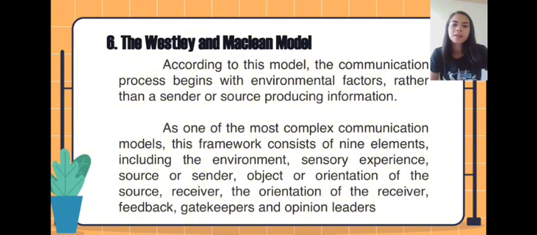The Westley and MacLean model of communication is a theoretical framework for understanding how communication works. It was proposed by Bruce Westley and Malcolm MacLean in 1957, and it can be applied to both interpersonal and mass communication contexts. The Westley and MacLean model of communication argues that how we communicate and the things we say are directly influenced by our perspective, background, and who we are.